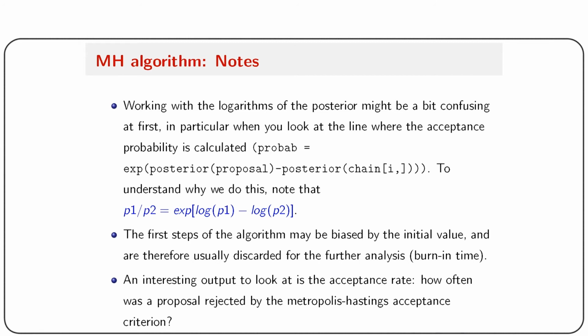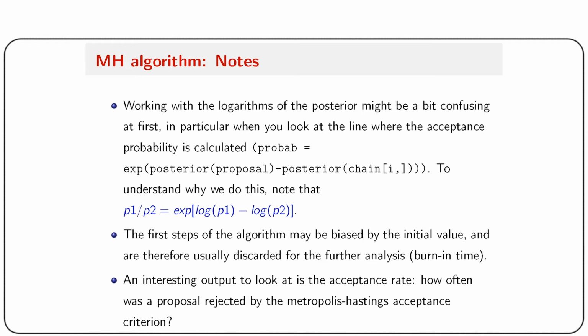Some notes. Working with the logarithms of the posterior might be a bit confusing at first, in particular when you look at the line where the acceptance probability is calculated, say probability equals this. Understand why we do this: note that P1 divided by P2 is actually e to the power of log P1 minus log P2. The first steps of the algorithm may be biased by the initial value and are therefore usually discarded for further analysis. This is called burn-in.